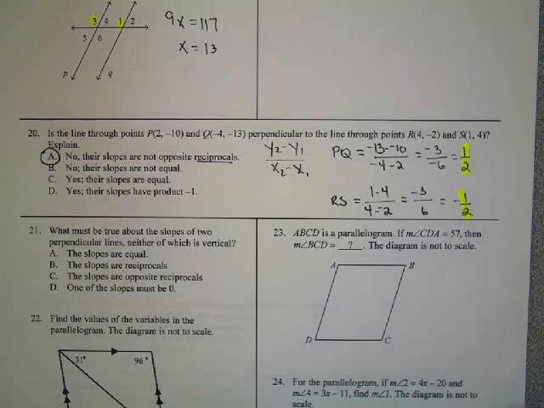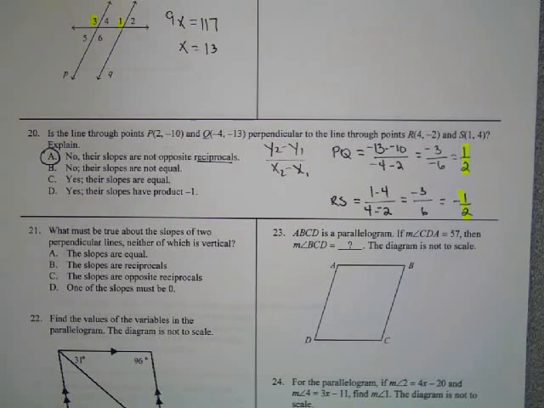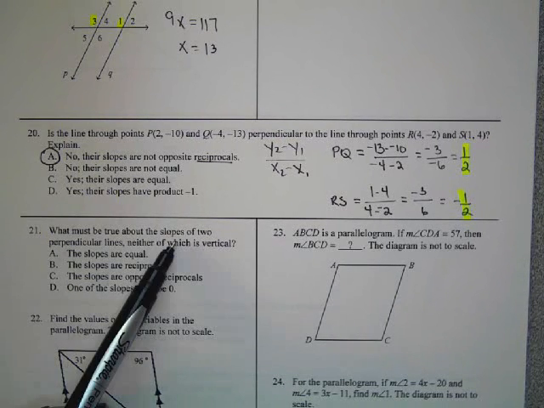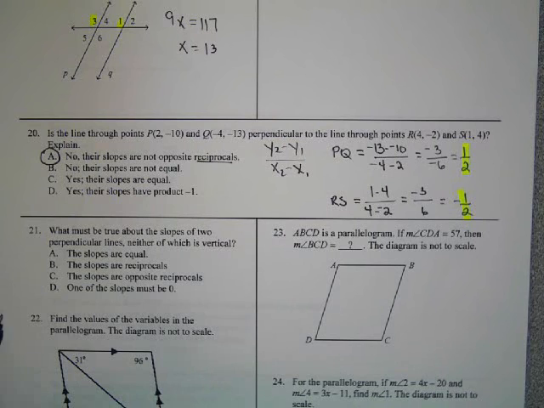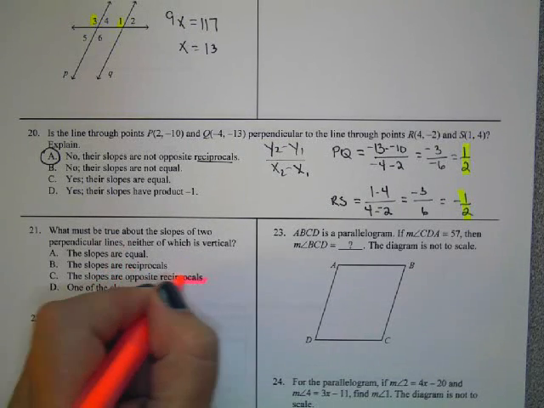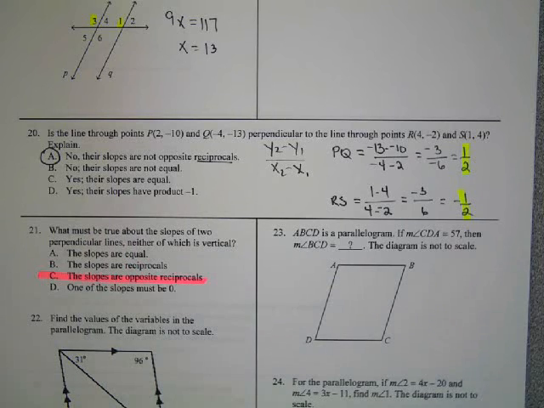So that leads us into the last question of this set, which is what must be true about slopes of two perpendicular lines if neither of them is vertical. So the slopes must be not just reciprocals, but they have to be opposite reciprocals, one positive, one negative. If one was a vertical slope, the other would need a no slope or slope of 0 for them to be perpendicular.